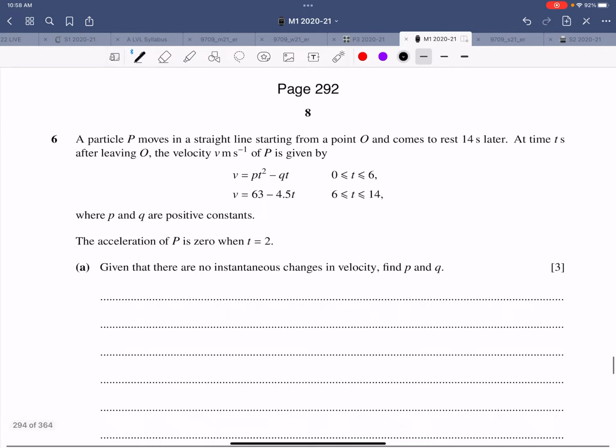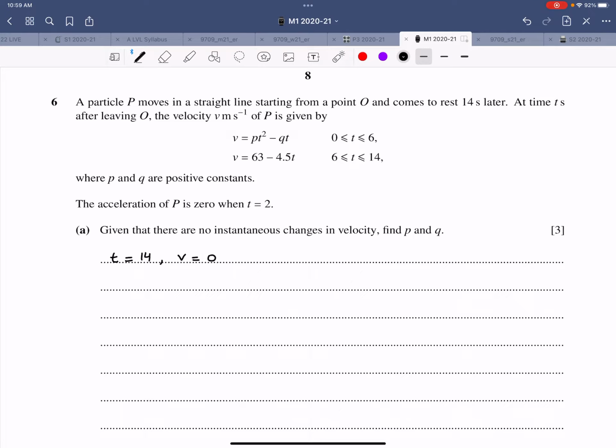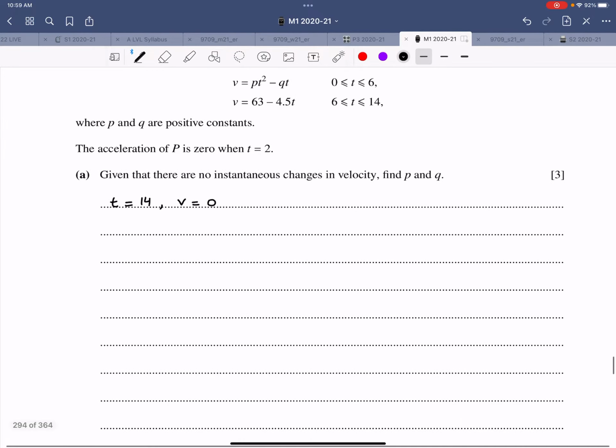Question number 6. It says a particle P moves in a straight line from point O and comes to rest 14 seconds later. So now it's not talking about starting from rest, it's talking about when t is 14, v is 0. That's the first thing. What else is given? We have two equations. The acceleration of P is 0 when t is equal to 2.